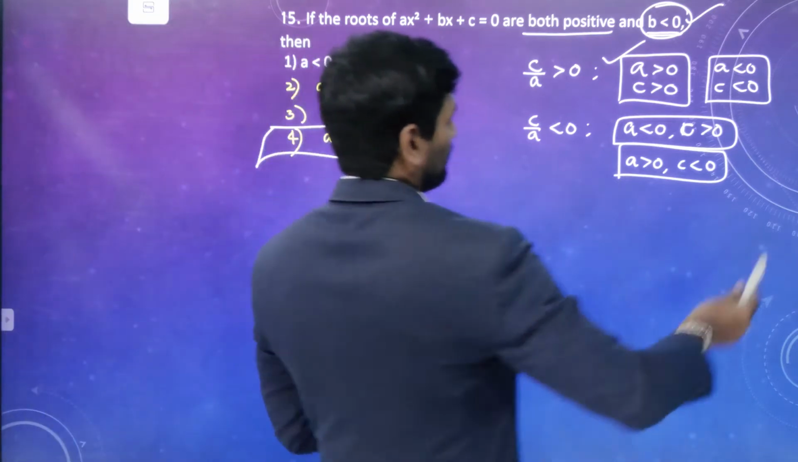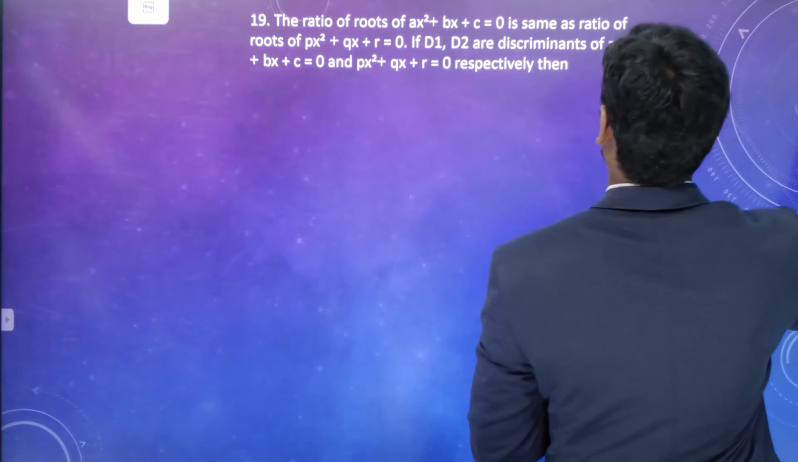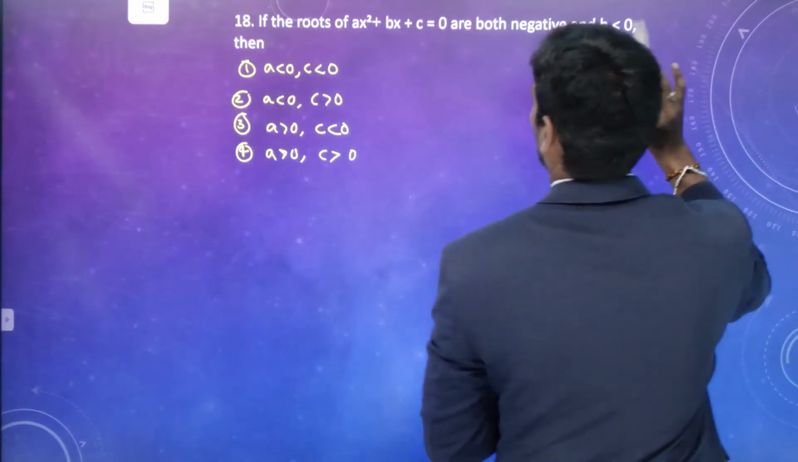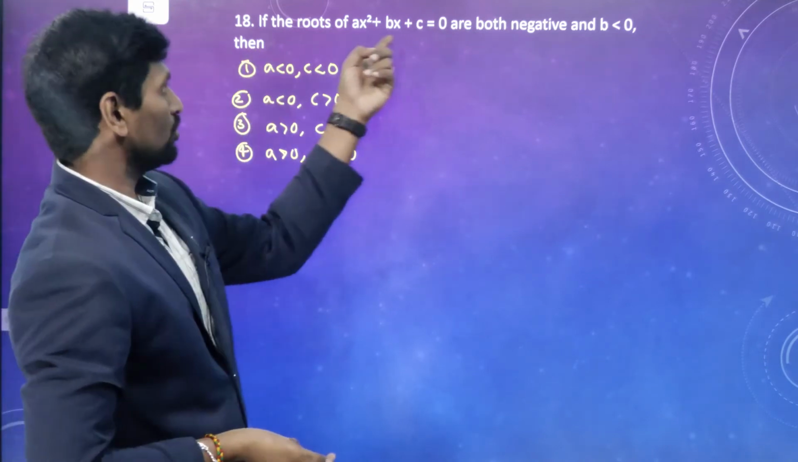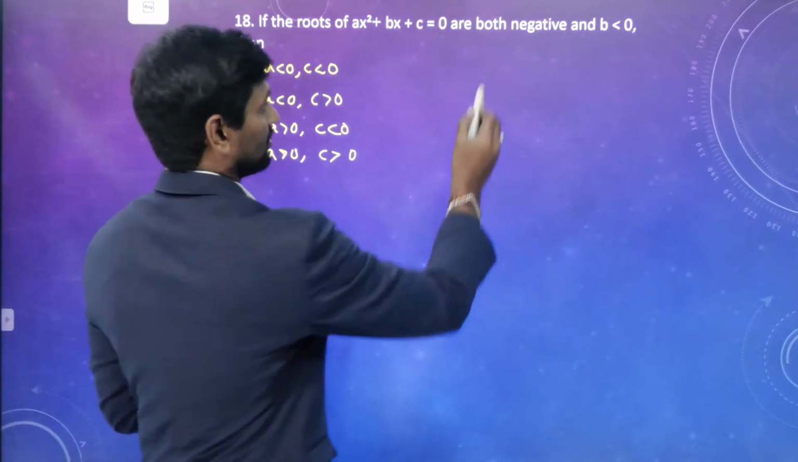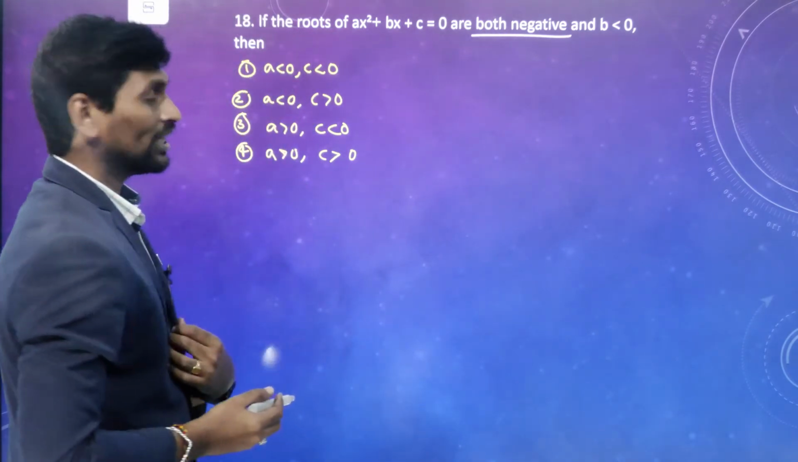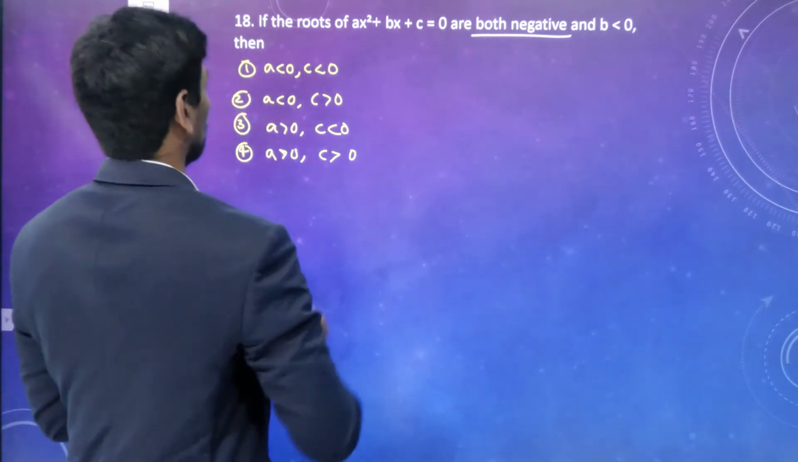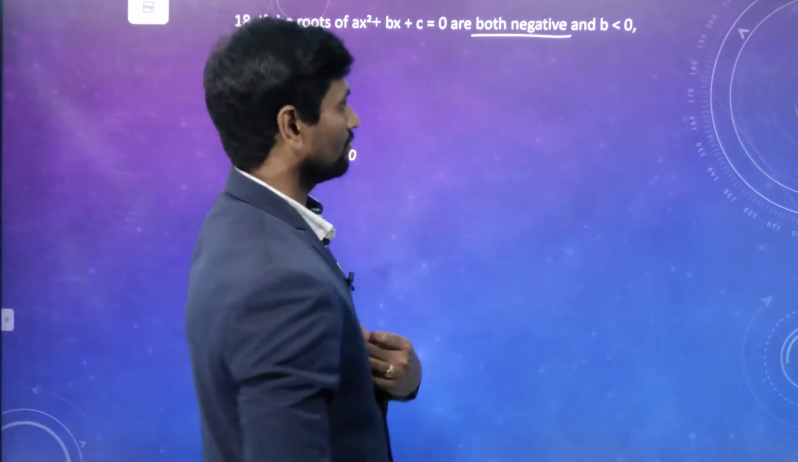So the same problem is given also here. Let us see. Yeah, this one. If the roots of this are both negative, here both roots are negative. So what are the chances for us? A less than 0, c also is less than 0. Okay?